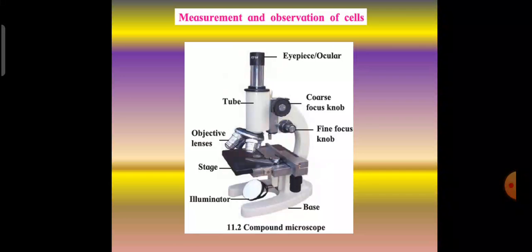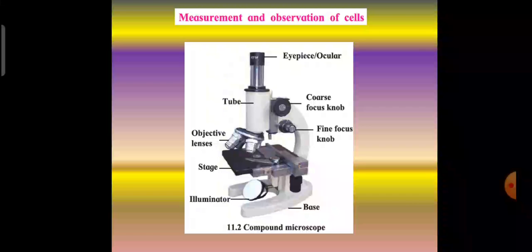Measurement and observation of cells. In 1673, Antony van Leeuwenhoek assembled various lenses to construct a microscope. He was the first to observe live bacterial and protozoan cells under the microscope. Cells are extremely minute in size. We cannot see cells with the naked eye. Micrometer and nanometer are the units used for measuring their sizes. The compound microscope is used for observing cells.